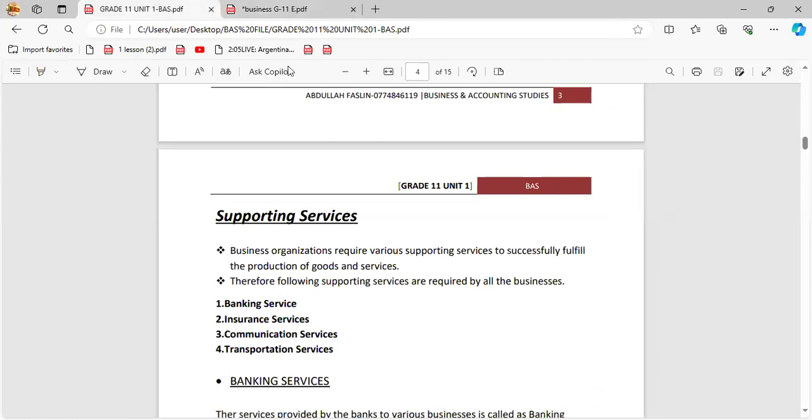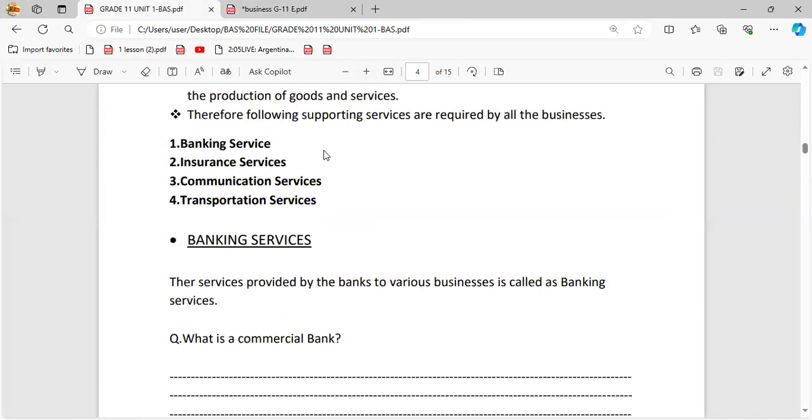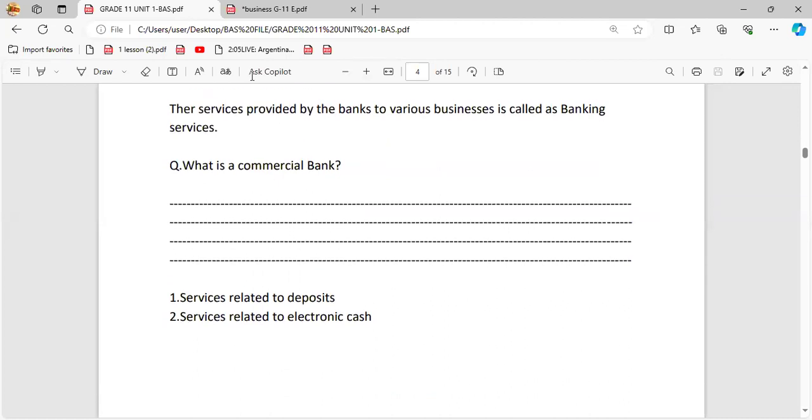Simply we'll define the word commercial bank. Commercial banks mean the banks which provide various banking services while managing the current accounts. What do you mean by the word current accounts? We are discussing, right? There are three types of accounts: savings account, current account.